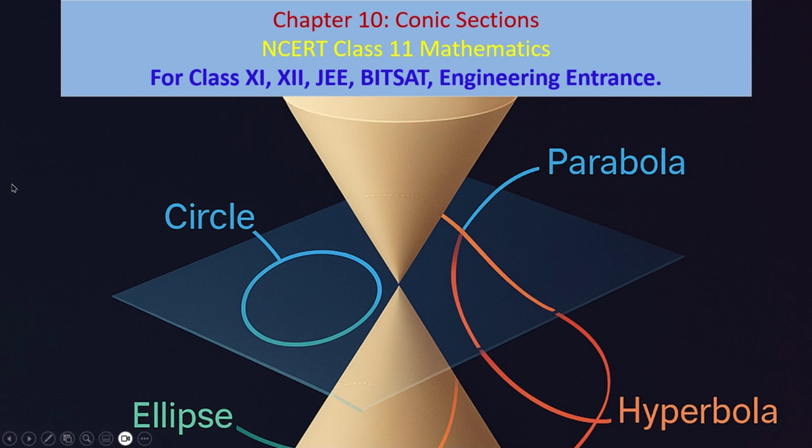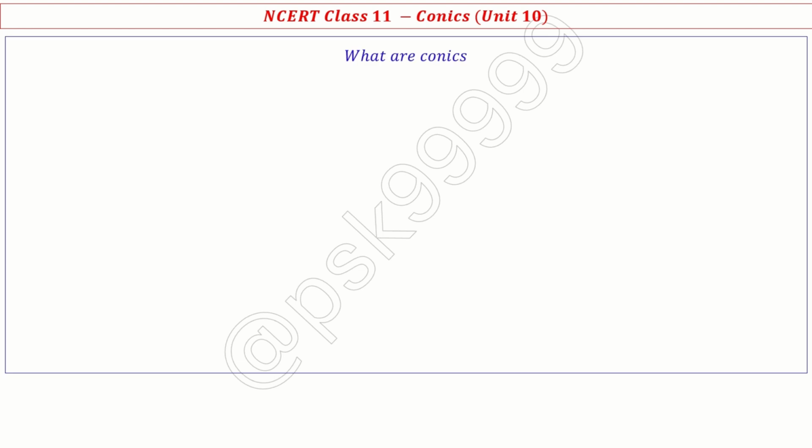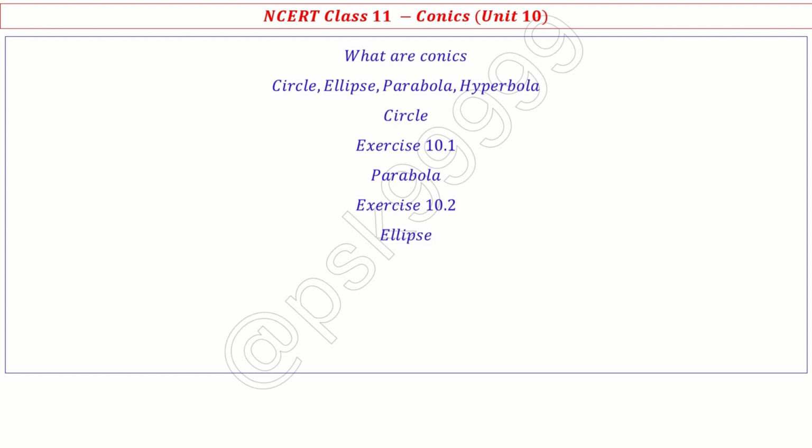This is chapter 10 of the NCERT book, conic sections. Let's learn in this the basics of conics and how they can be useful. We are going to learn what conics are, the circle, ellipse, parabola, and hyperbola. Then some details about the circle, the possible equations of a circle, an exercise based on circles, then the parabola and its exercise, the ellipse and its exercise, the hyperbola and its exercise, and then a miscellaneous exercise.